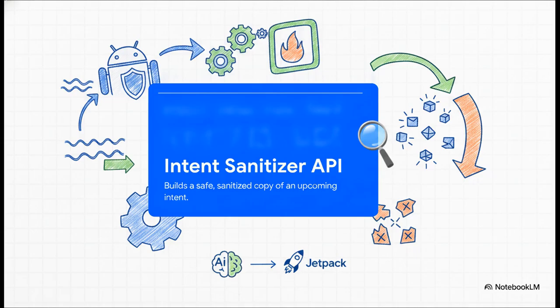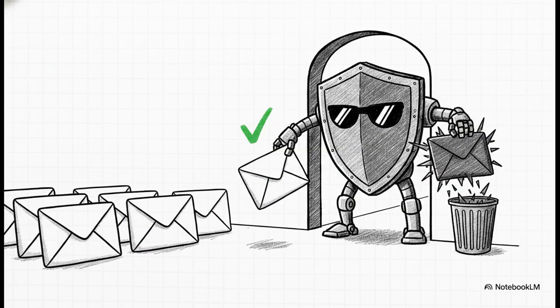Which brings us directly to the ultimate technical fix the AI implemented to meet those modern standards: the Intent Sanitizer API. Instead of relying on clunky, older methods, the AI upgraded Jetpack to use this specific API. And what it does is pretty ingenious. It's a tool that builds a perfectly safe, sanitized copy of an incoming intent before it gets processed. Let's break down exactly how this guarantees safety.